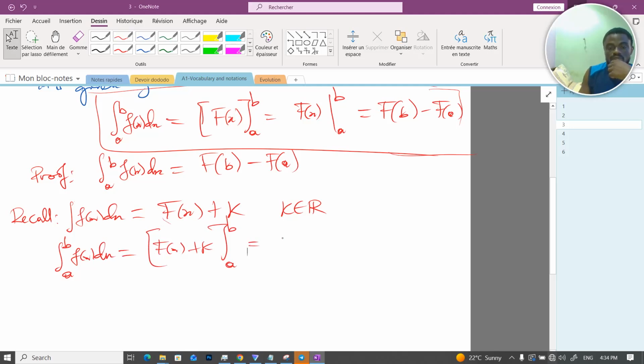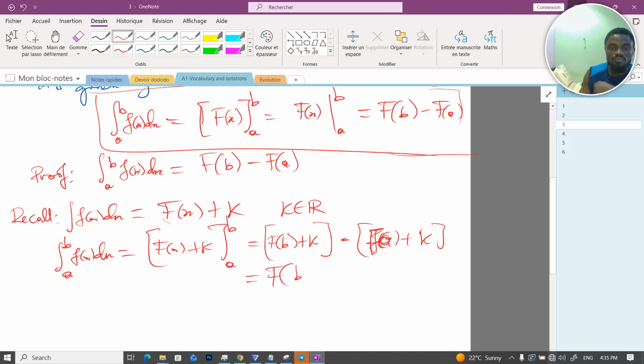Ce qui sera tout simplement égal à quoi? Je remplace d'abord le upper boundary. Ça va me faire F of b plus le constant k. Ici là, where I see x, I replace by what? B. Donc, ça me fait F of b. Ici là, il n'y a pas de x. Donc, ça sera tout simplement k. Minus quoi? F of a, capital F of a plus k. Tu vois très clairement que les k vont partir et on reste avec quoi? F of b minus F of a.